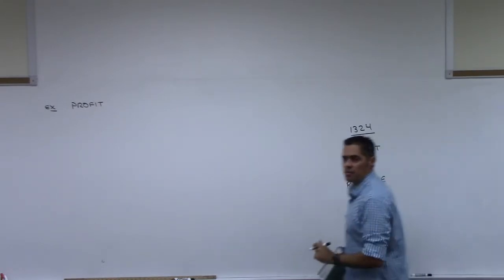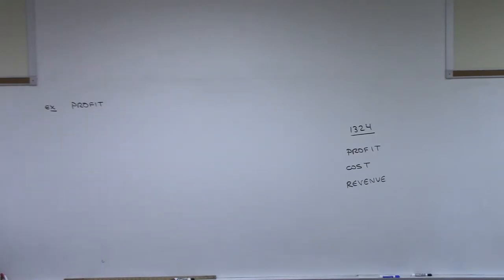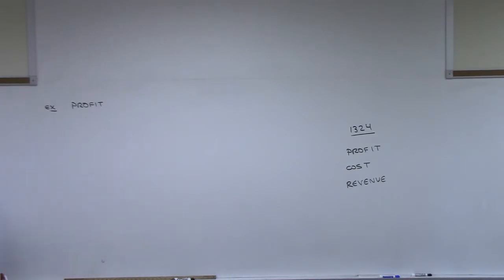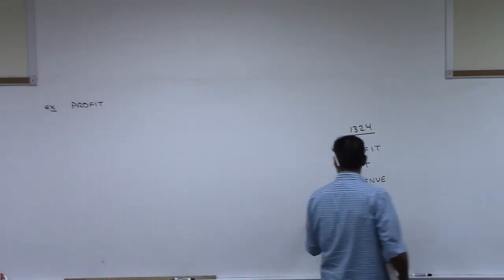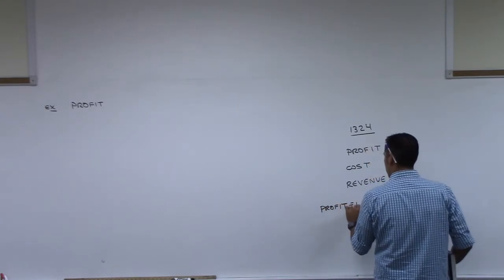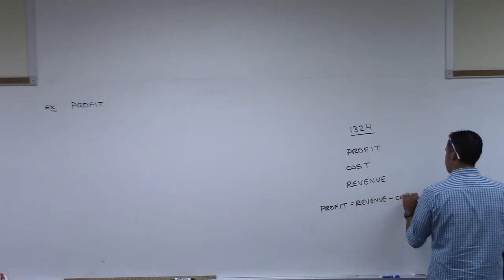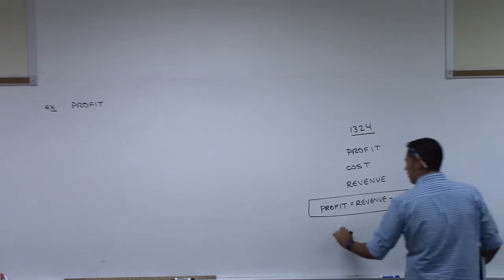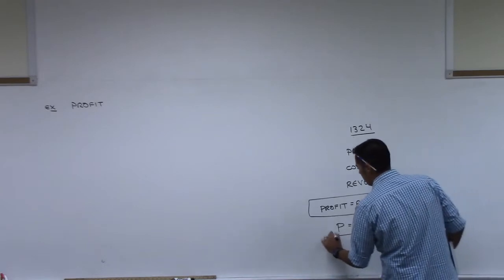You remember hearing those? What is the relationship between those three? There's an equation that relates those three together. Revenue minus cost equals profit. So profit equals revenue minus cost. That's the big daddy right there, okay? If you like it written a different way, P equals R minus C. You'll see me write it that way a lot.